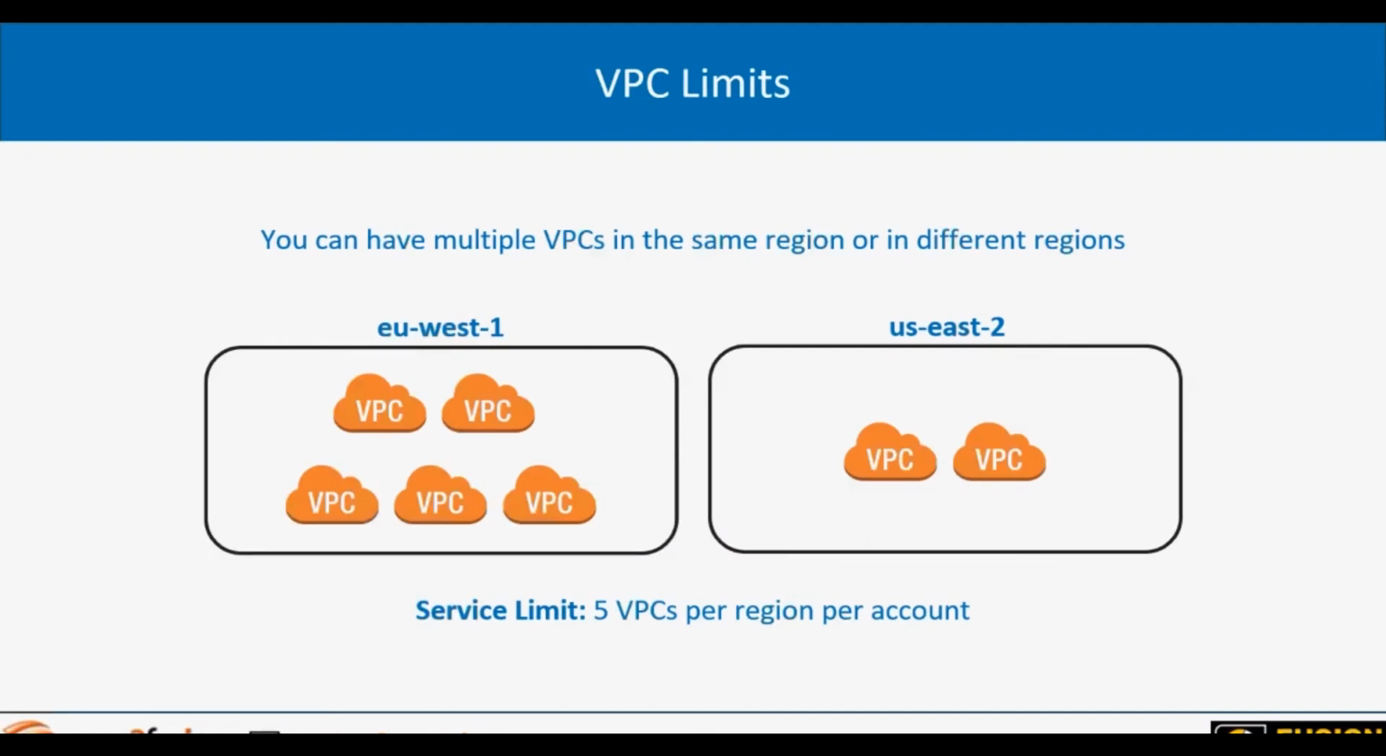The service limit is 5 VPCs per region. So you can have multiple VPCs in the same region or in different regions, but your limit is 5 VPCs per region, per account. One account in one region, you can create 5 VPCs. In the same account in a second region, you can create another 5 VPCs. Keep it in mind very carefully: the 5 VPC limit applies only per region, per account. Within an account you can create VPCs in multiple regions, up to 5 in each. That's the limitation.